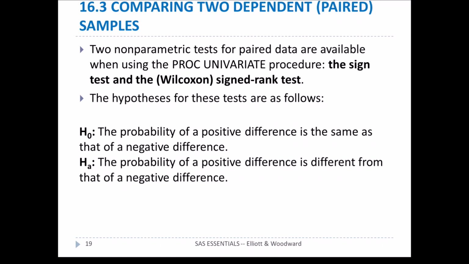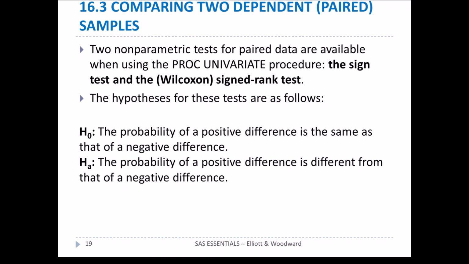All right, so now let's look at comparing two dependent or paired samples. Two nonparametric tests for paired samples are available in PROC UNIVARIATE: the sign test and the Wilcoxon signed rank test. The null hypothesis is that the probability of a positive difference is the same as that of a negative difference.